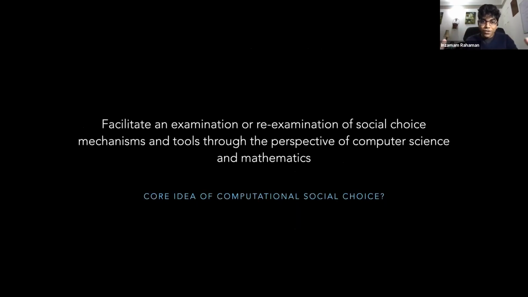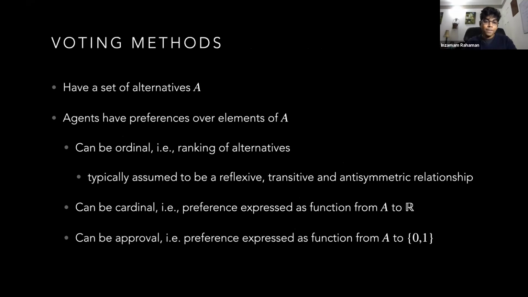Right. So the upshot is computational social choice is about facilitating examination or re-examination of social choice and social choice mechanisms through the perspectives of computer science and mathematics. Okay. So let's go on now to discuss what we mean by a voting method. In a voting method, we have a set of alternatives that we'd also call candidates, A. And agents have preferences over the candidates in A.